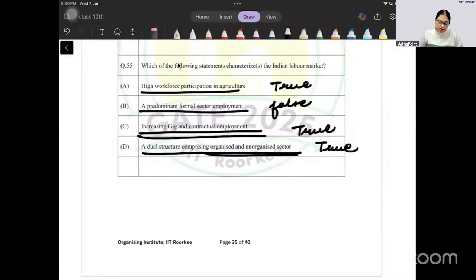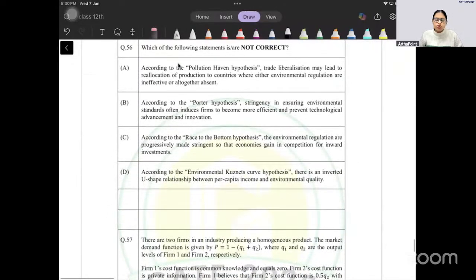ठीक है जी. Next question. Question number 56. Go ahead, give it a try. Anyone can tell what is a gig worker?